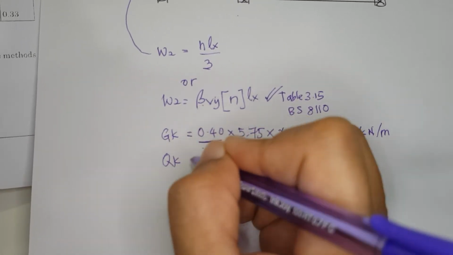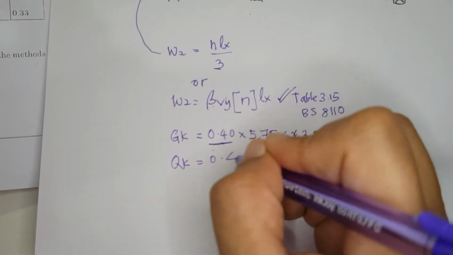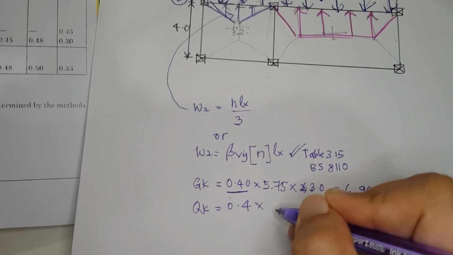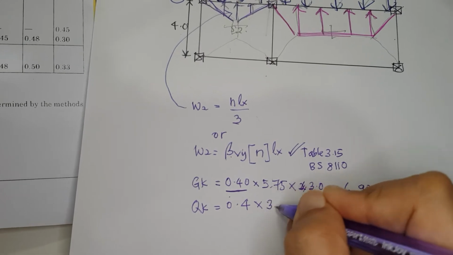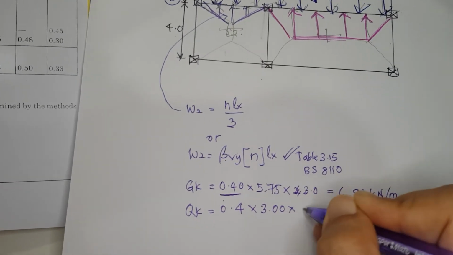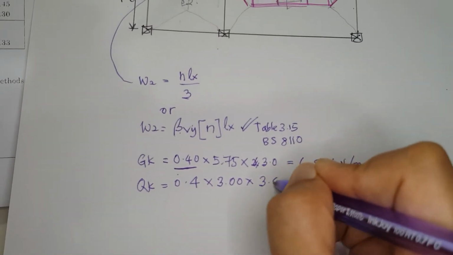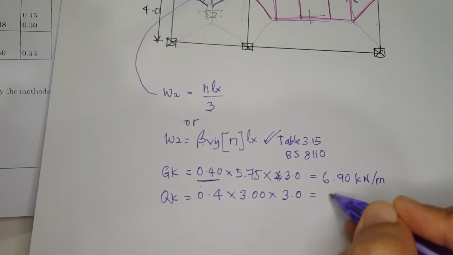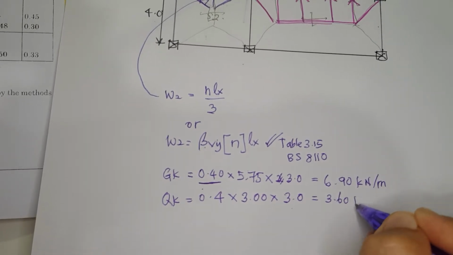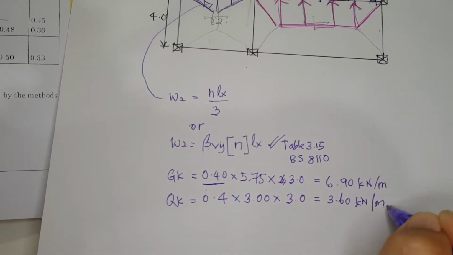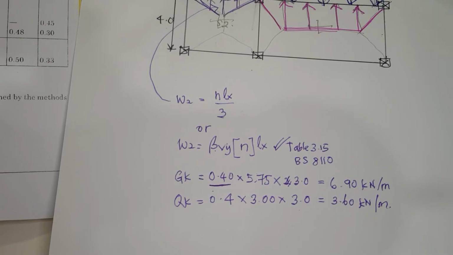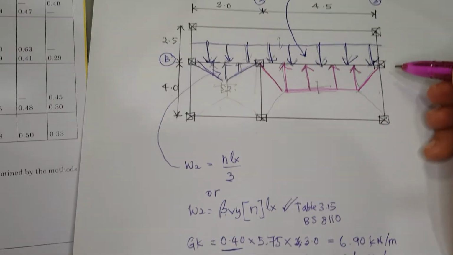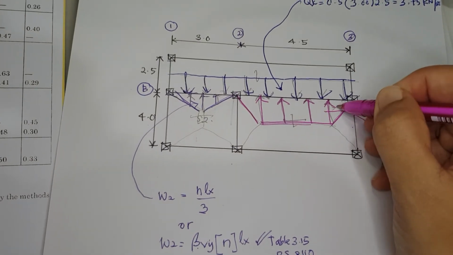Meanwhile, for QK, 0.4 multiply with the previous calculated QK, which is 3.0, multiply with 3 Lx. So the answer is 3.60 kilonewton per meter. Okay, done for slab number 2. Next, we check for slab number 3.